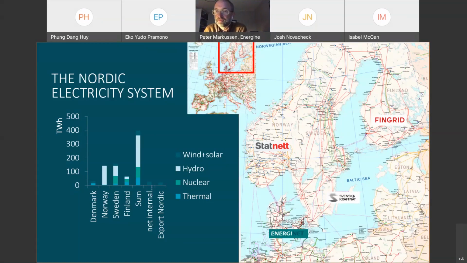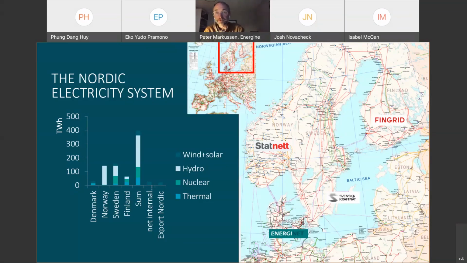There is also now a common control center based in Copenhagen, where we have a common grid model to be able to do daily analysis on the situation in the Nordic system.